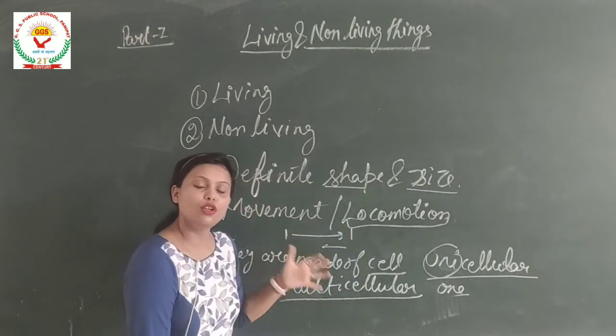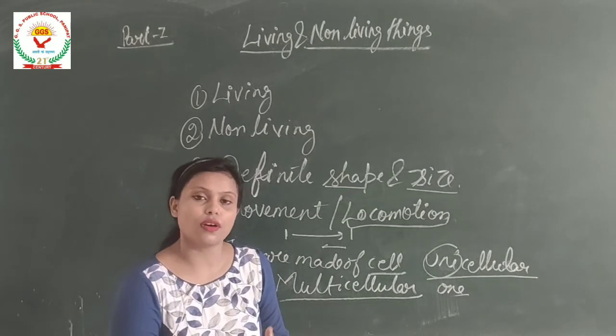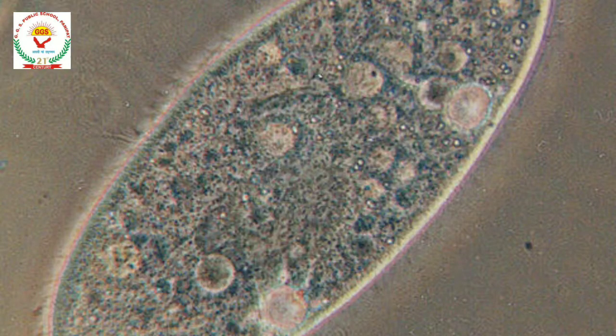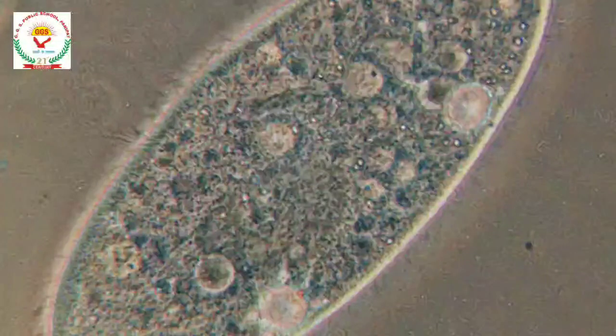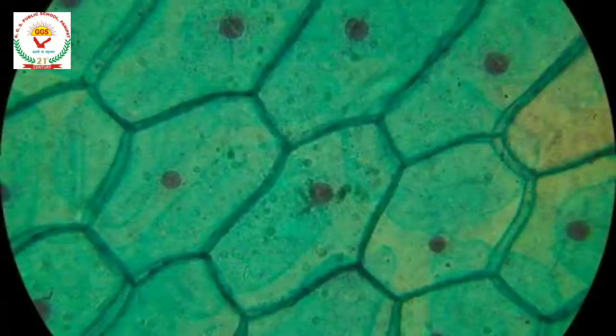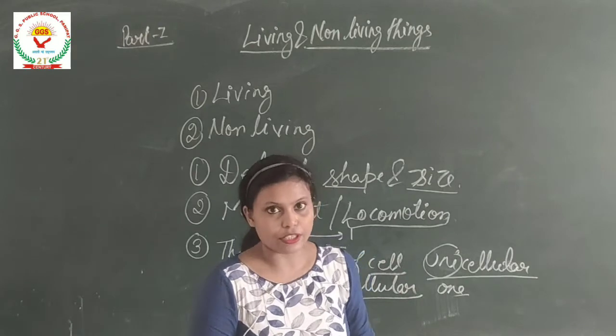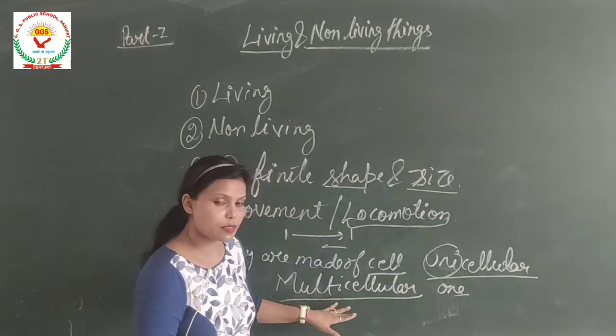Okay. Let's have a look on the cells of the organisms. This is amoeba. It is made of one cell, that means unicellular. This is paramecium. This is also made up of one cell. And these are plant cells. Nucleus are seen at the middle. So now you have studied about the cell and the unicellular and multicellular organisms, right?